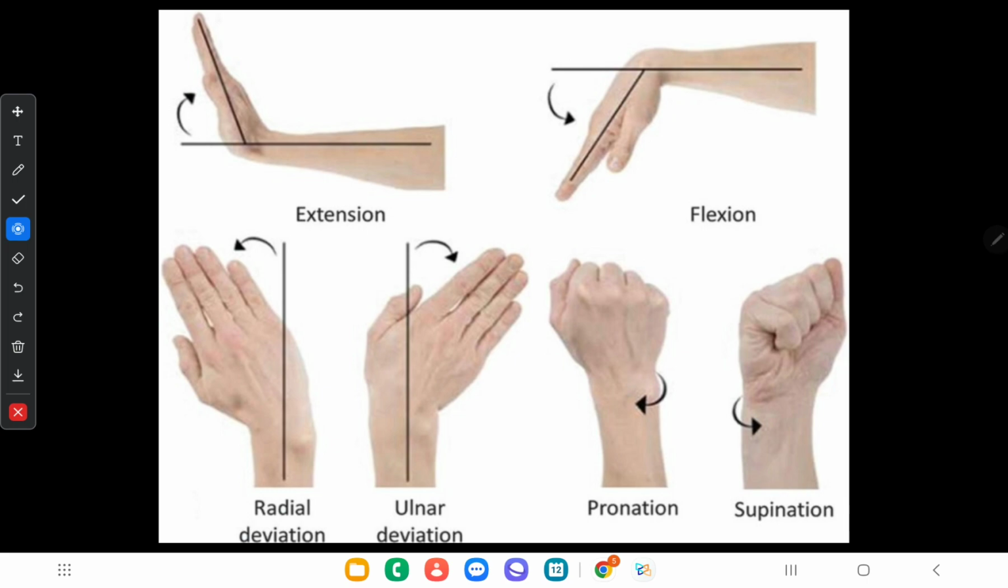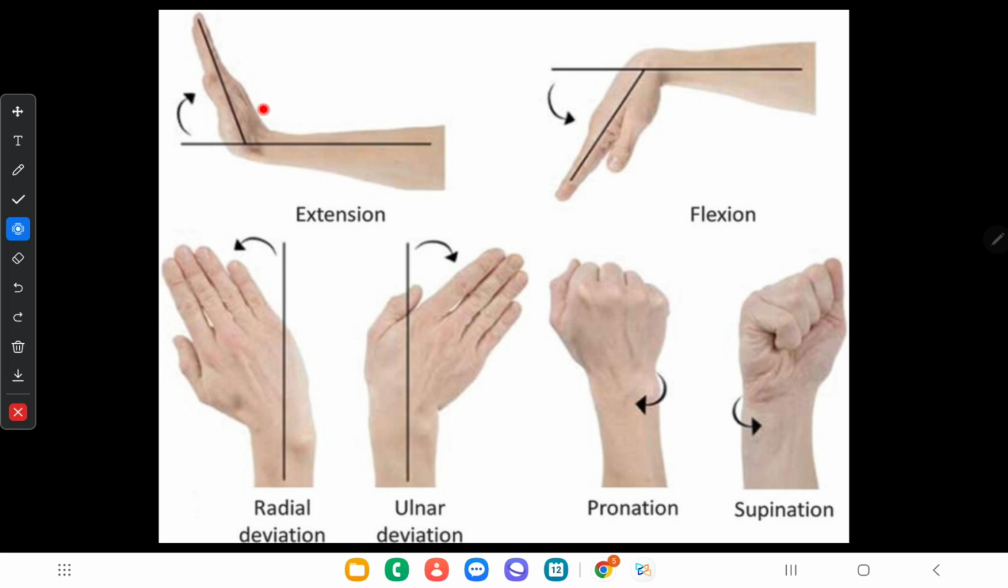Then the movements of the wrist joint. This is flexion of the wrist joint, extension of the wrist joint, radial deviation, ulnar deviation, pronation and supination. Flexion of the wrist joint is done by all the long muscles which cross the wrist anteriorly. Extension is done by all the extensor muscles which cross posteriorly.